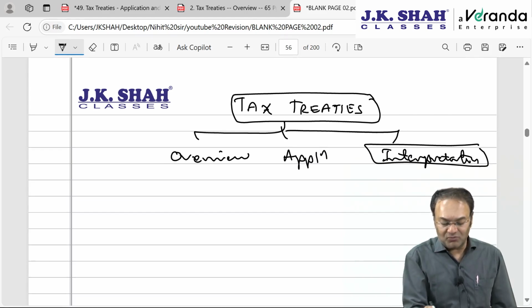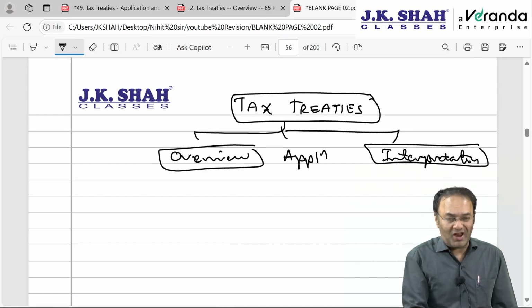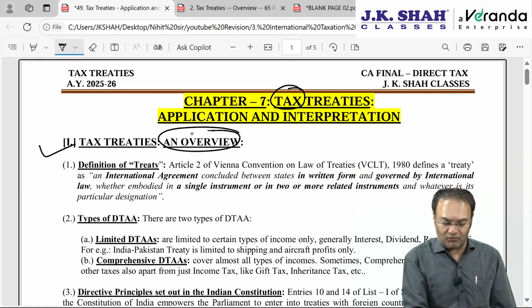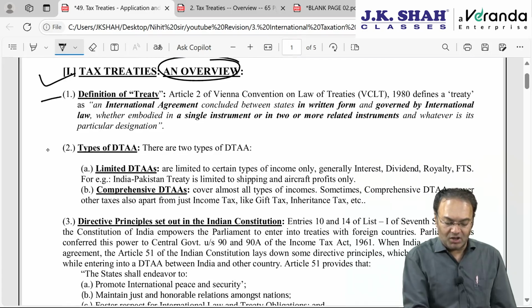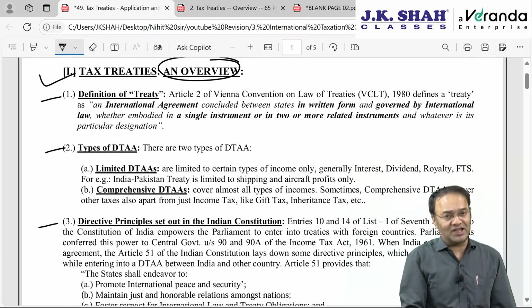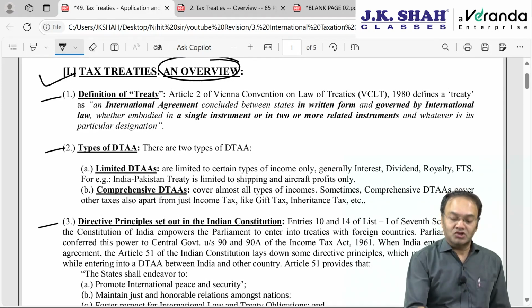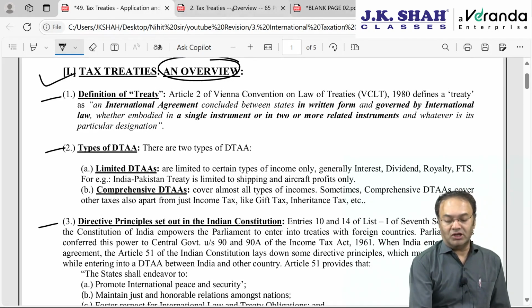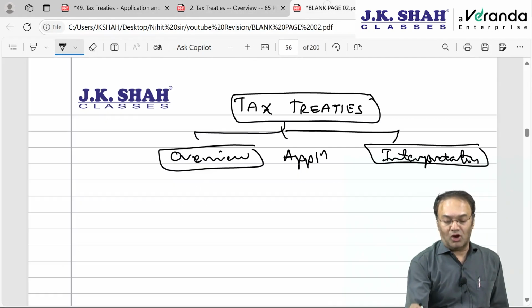Now let's finish off overview and application very quickly, which is less important or which is totally unimportant. Tax treaty and overview is divided into three points: definition of tax treaty, types of DTAA, and directive principles set in the Constitution of India. So what is the definition of treaty? Treaty is actually defined not in any act.